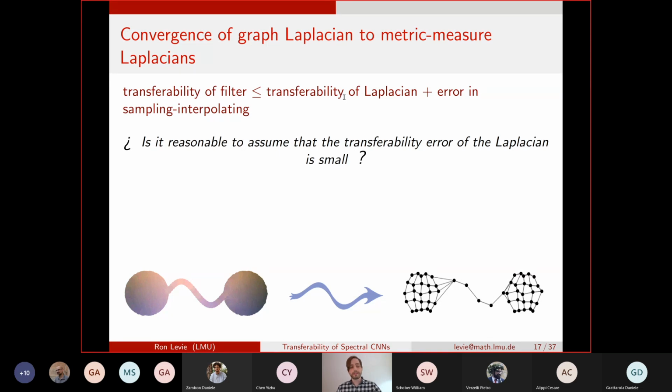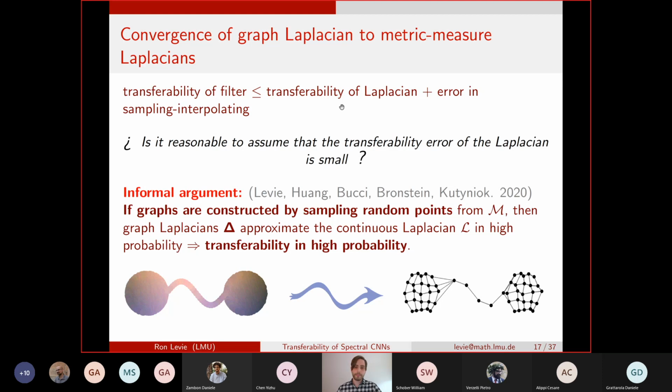It depends on the data generation process, but we still want to prove something under reasonable assumptions, and we prove the following thing. If graphs are constructed by sampling random points from the underlying space, then we can show that graph Laplacians are transferable with high probability, and therefore convolution networks and filters are also transferable with high probability. Okay, so under this modeling assumption of how data is generated, we have transferability.